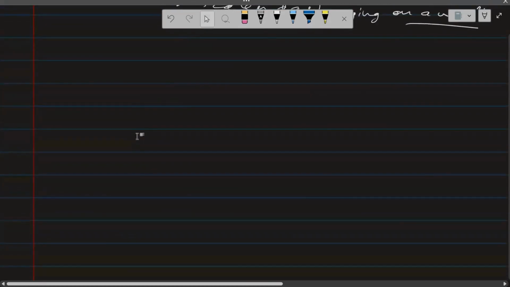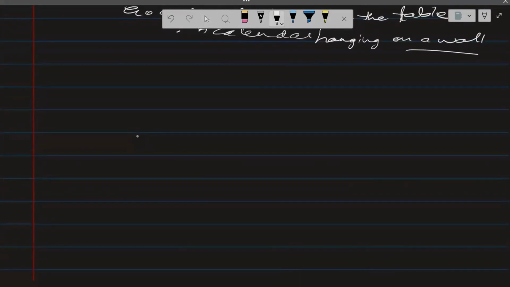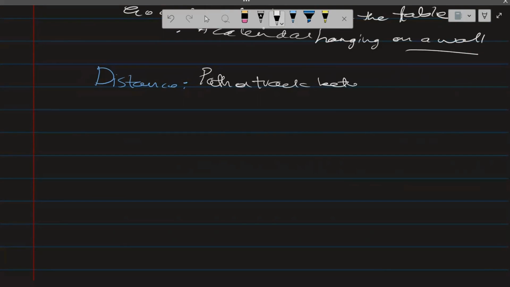Now let's see what is distance. So let's write distance. What is the definition of distance? Distance is basically the path or track between 2 points. A path or track between 2 points.